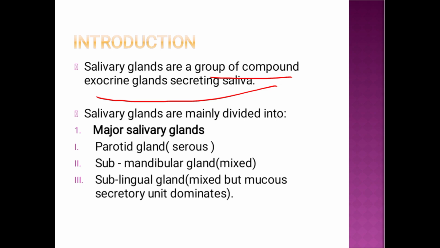Then it is divided into three major salivary glands. You have parotid, which is serous. Always remember, very important. Submandibular gland is basically mixed, and sublingual is mixed, but the mucus secreting unit is the dominating one. Okay, always remember. So parotid is serous and submandibular is mixed. Sublingual is also mixed, but mucous is basically the predominant one.